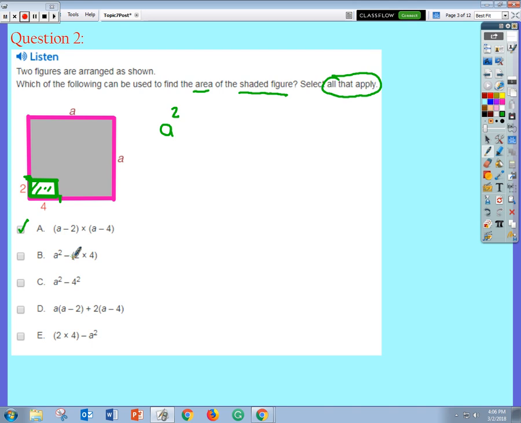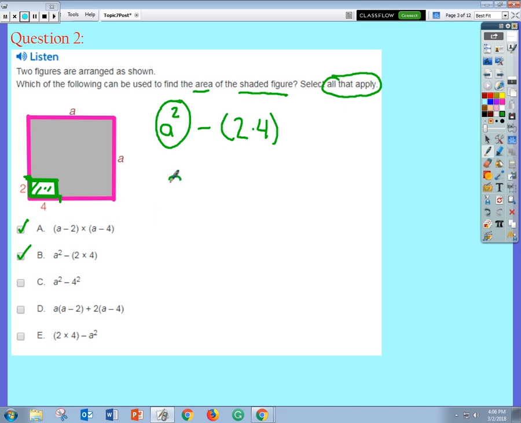The next one is A squared minus 2 times 4. Well, we talked earlier, A squared is how I'd calculate the area of the entire square. And it says, now let's just remove 2 times 4. Now, where are they getting the 2 times 4? They're getting the 2 times 4 from the area of the rectangle, because the area of the rectangle is base times height. So we find out the area of the entire square, remove that 2 times 4, we get this answer works.